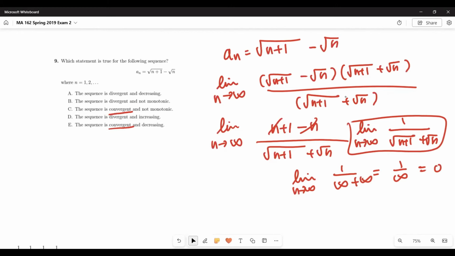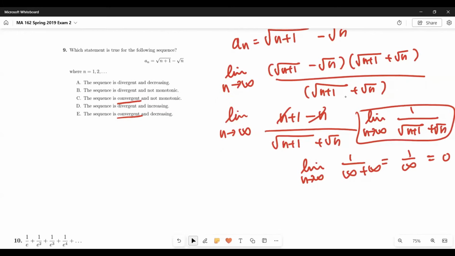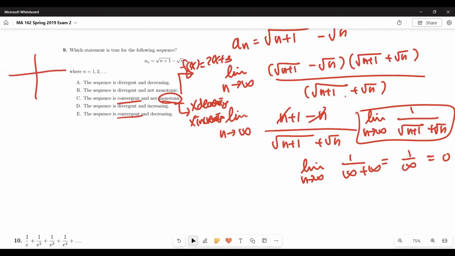And we have to check whether it's monotonic or decreasing. Monotonic means it's not decreasing and not increasing. The example for monotonic would be something like f(x) equals 2x plus 3. 2x plus 3 is just, something like 3, and it's just increasing like this. No, not increasing, but like it's constant. That's what I meant. So in this case, we're not sure if it's monotonic or decreasing, so what we're going to do is simply plug it in.